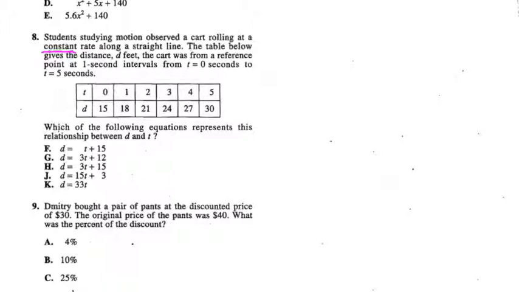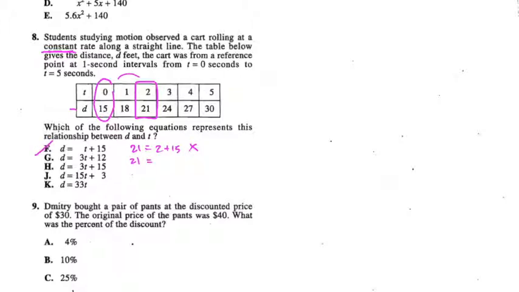What I like to do in these types of questions is not choose this one, but choose a different one. I'll choose this one. Now I'm just going to plug these numbers into the answers to see which one makes sense. For instance, if I look at F, my D is 21 and my T is 2, so that would be 21 equals 2 plus 15. 21 does not equal 17. That is not your answer.